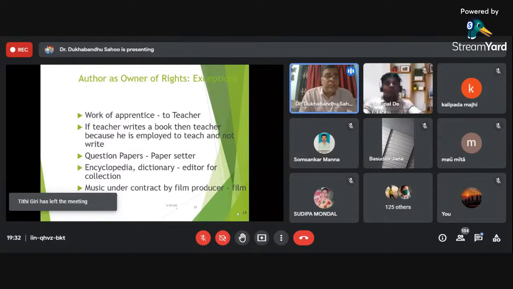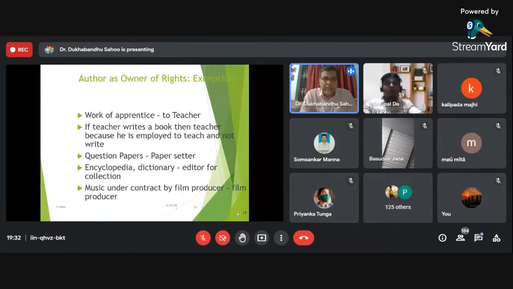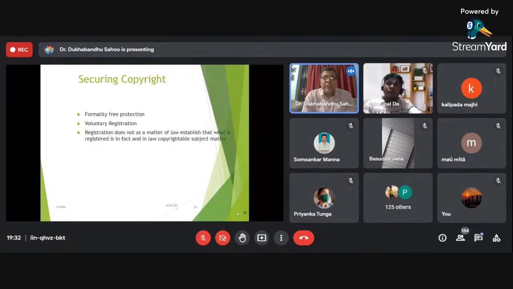But if the question setter is paid for that, then the copyright goes to the person who paid for it. The encyclopedia or dictionary: the editor of that collection. Music under contract by a film producer: though the music is by the composer, the producer has the copyright.